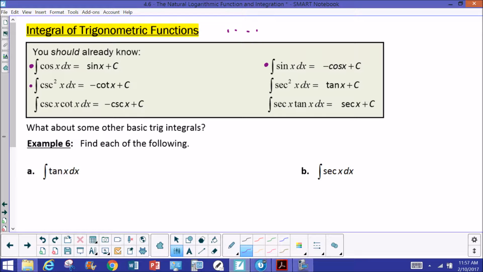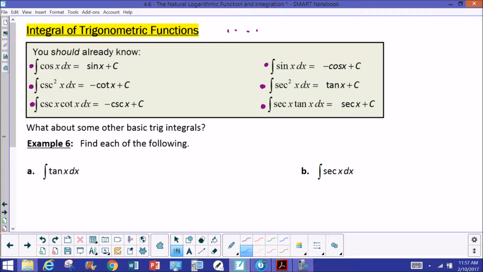Now, you did know these guys, right? The integral of cosecant squared, the integral of secant squared, as well as cosecant cotangent, and secant of x times tangent of x. They're basic integration forms. Now we're looking at some not quite as basic forms.